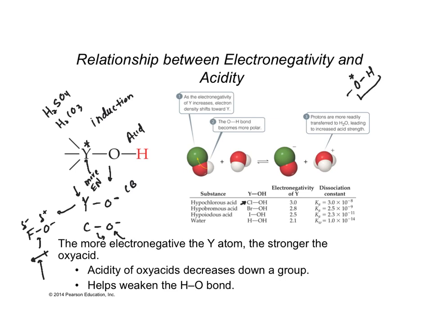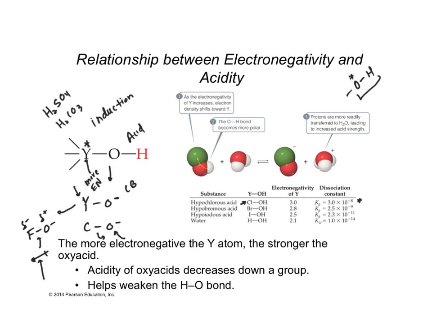This hypochlorous acid is the strongest acid because, again, chlorine is the most electronegative, right? Comparatively to hypobromous acid, bromine is not as electronegative as chlorine. So because of that, this is our stronger acid. One other thing, and then I'll be done, I promise.